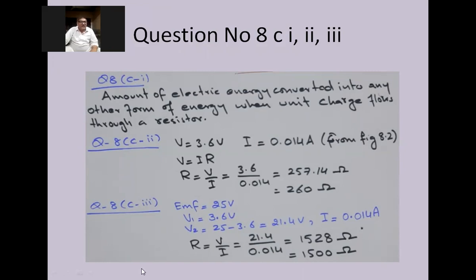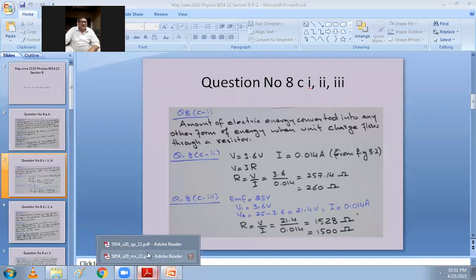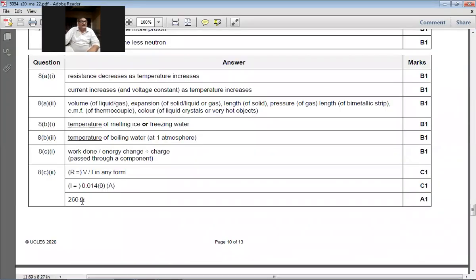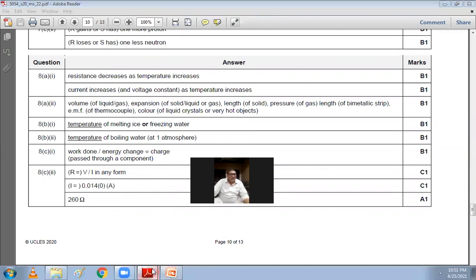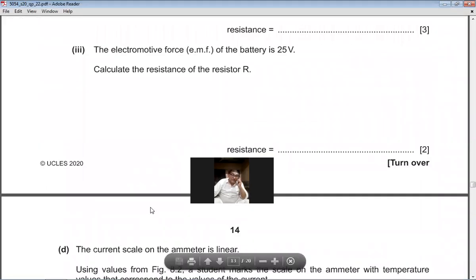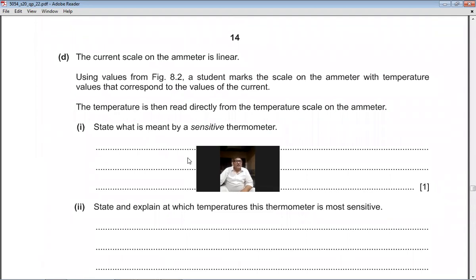So let's check what the marking scheme has to say. Okay, the marking scheme says 260 ohm. So you can see that the resistance of the thermistor is 260 ohm. Okay, so let's move to the next question. The next question is showing up on your screen.